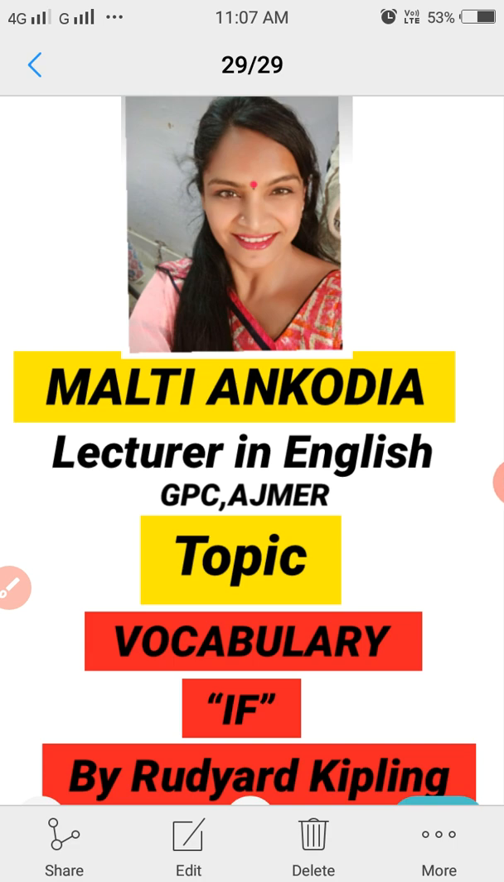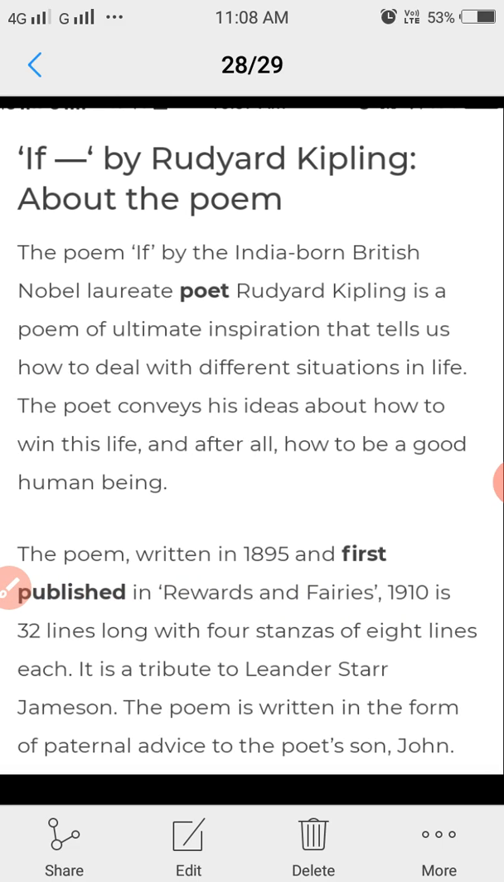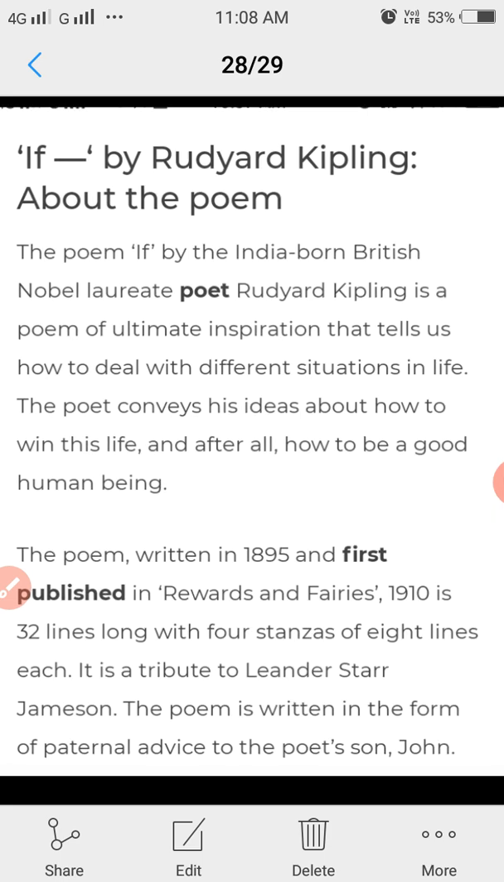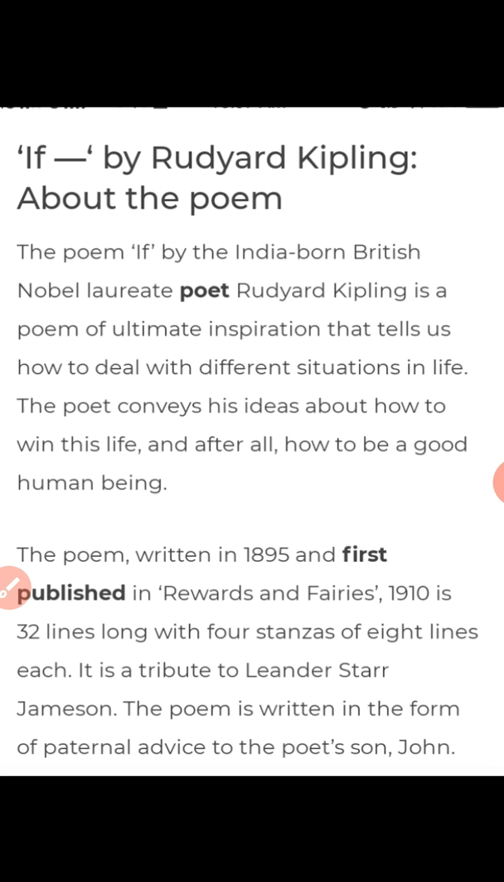Students, today we are going to do the vocabulary portion of If, the poem written by Rudyard Kipling. Now, let's discuss the poem first. The poem If by the India-born British Nobel laureate poet Rudyard Kipling is a poem of ultimate inspiration that tells us how to deal with different situations in life. The poet conveys his ideas about how to win this life and, after all, how to be a good human being.